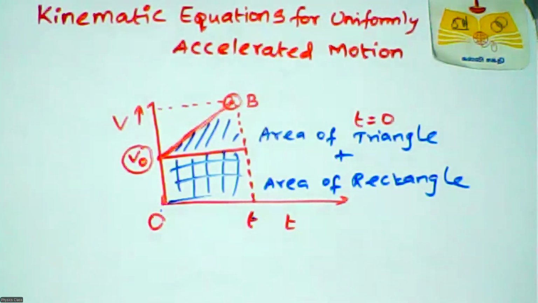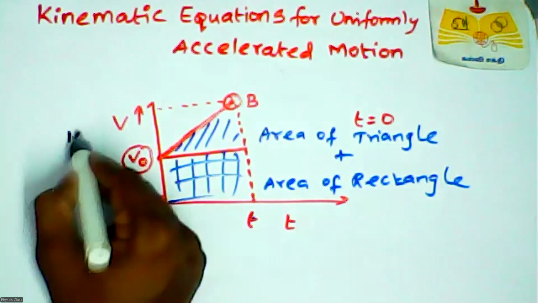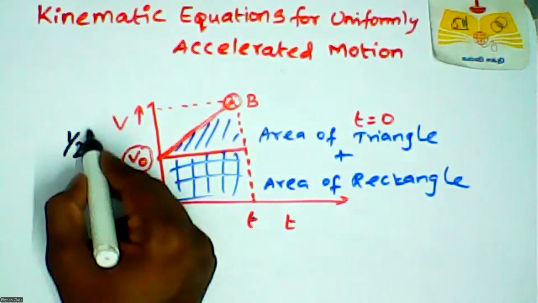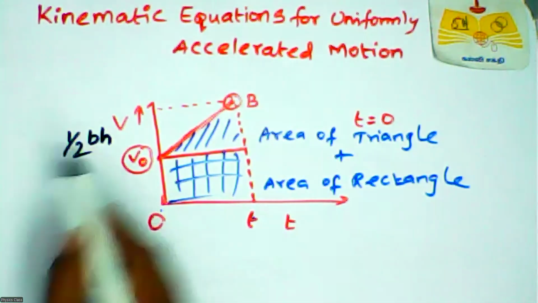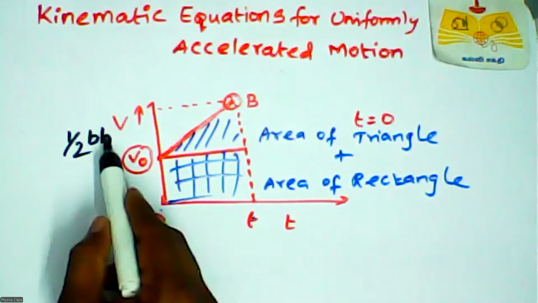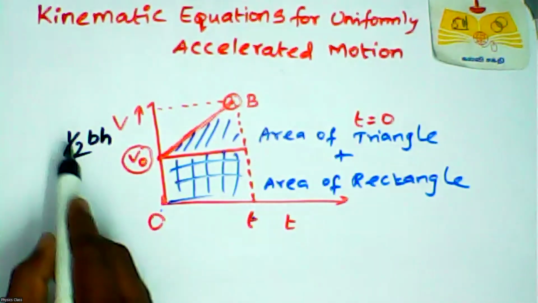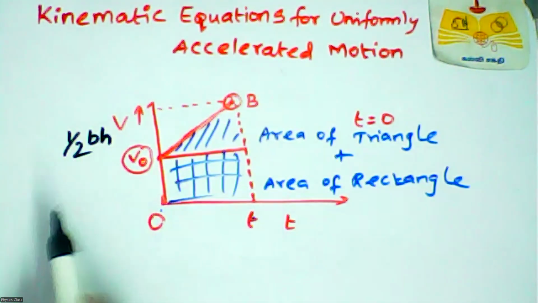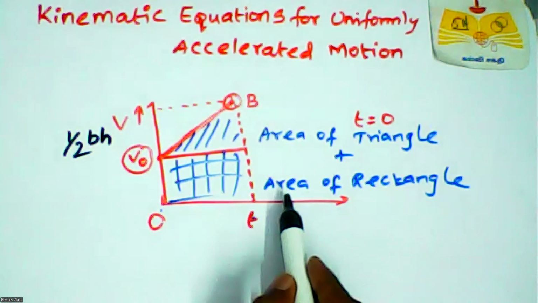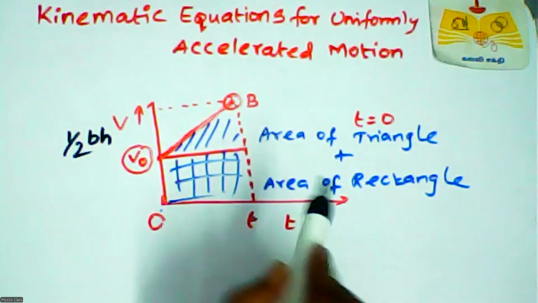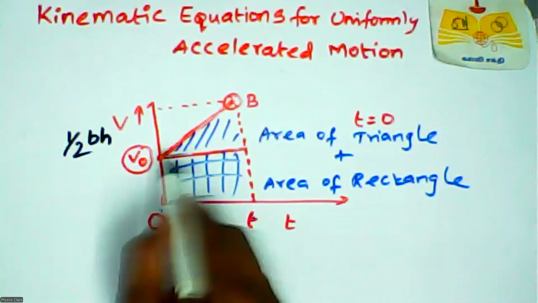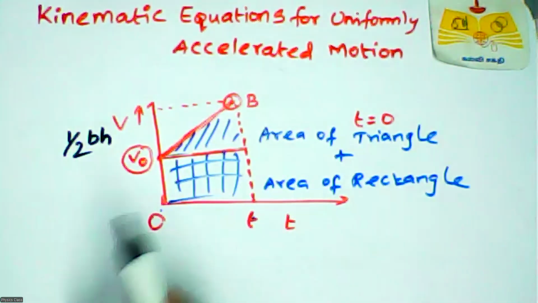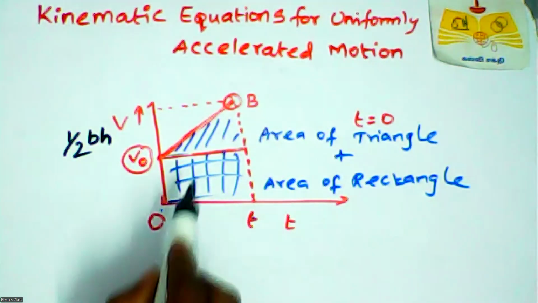Okay, good. So area of triangle is half B H. B means width or breadth, H means height. This is the formula for area of triangle. And what is the formula for area of rectangle? So this is the area of this rectangle. What is the formula to find that area?